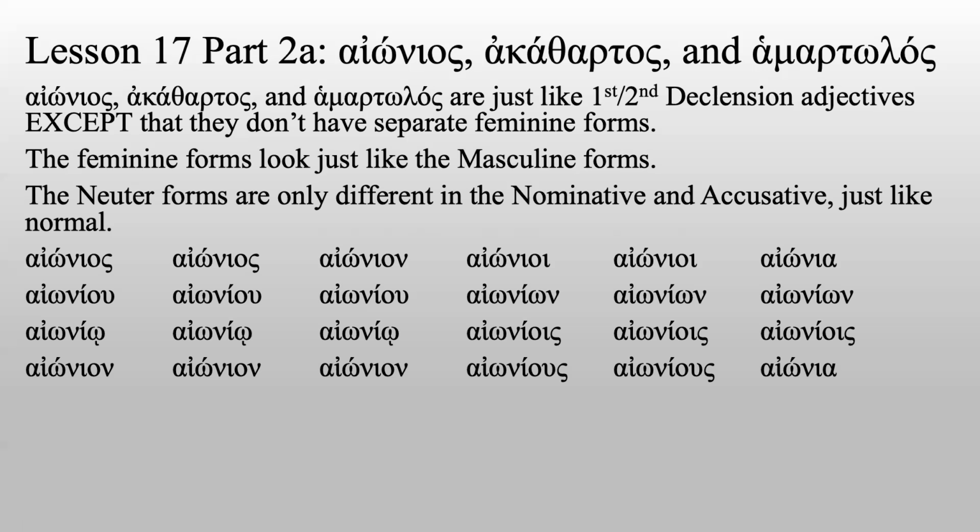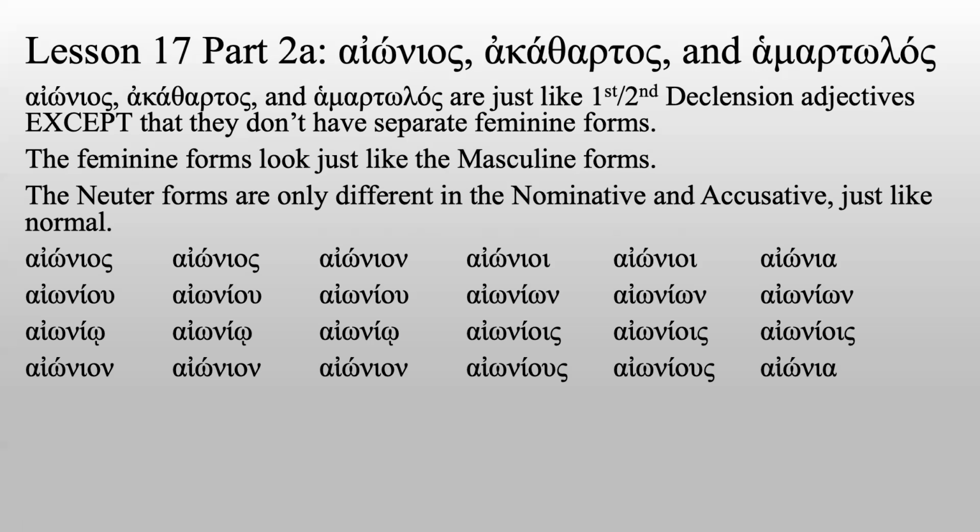Unfortunately, parsing is going to be tricky because you're going to have to specifically remember these three words. The masculine and the feminine are the same. So if you get something like αἰωνίῳ, that's masculine singular dative, feminine singular dative, and neuter singular dative. So watch out for that. That is probably going to trip you up quite a lot when you see these.